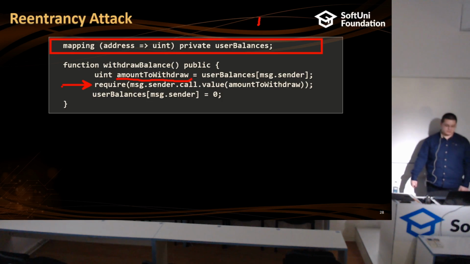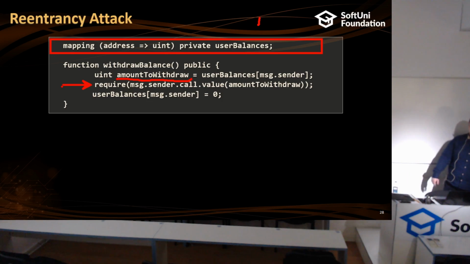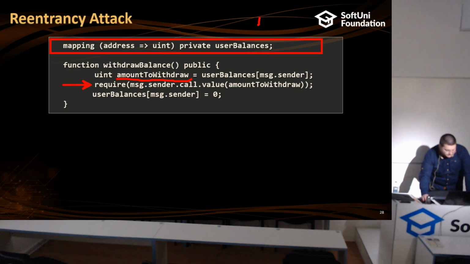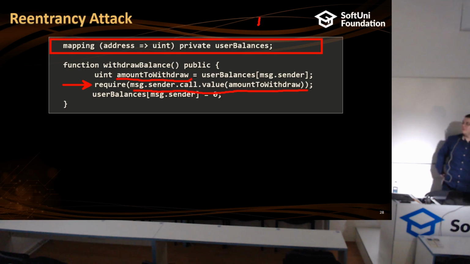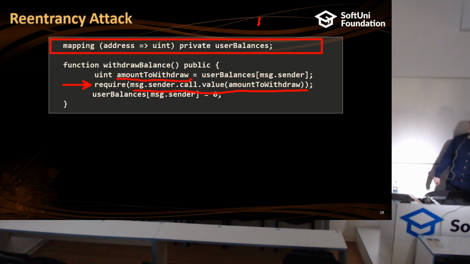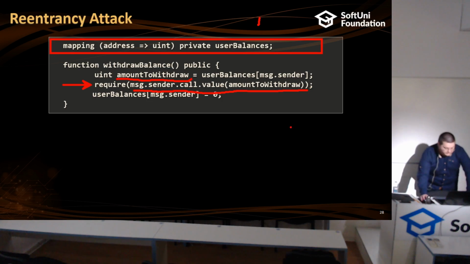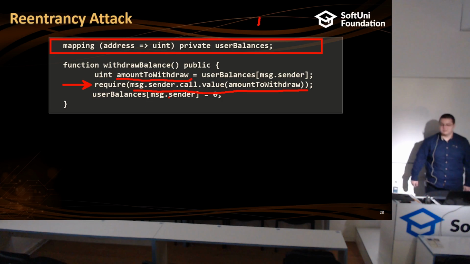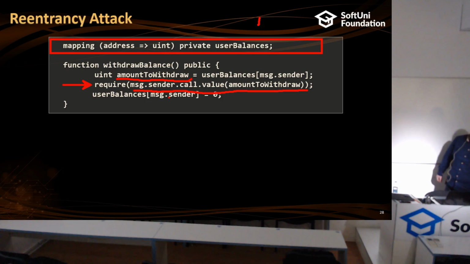So this line says that I will give the money to the invoker. For instance, if I want to withdraw my money, I will give the money to this person, and if this fails, if I am not able to actually give the money, just stop here and revert. And only when this is true, the user balance will be reduced to 0.